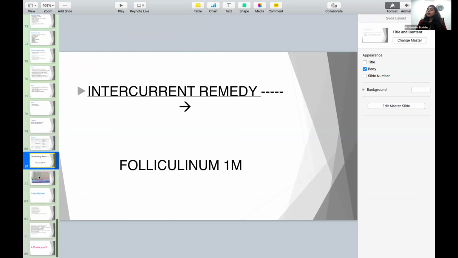I go with an intercurrent remedy, Folliculinum. It is the best acting remedy in PMS conditions. So Folliculinum 1M single dose.